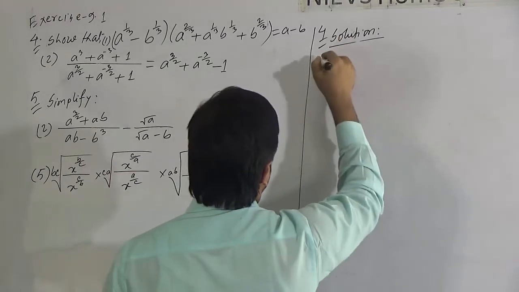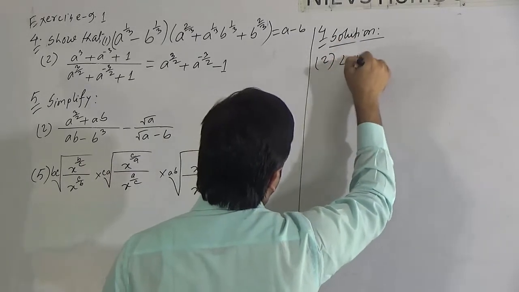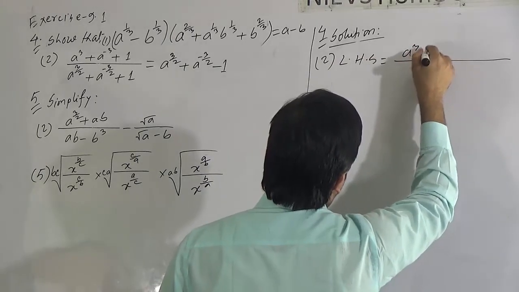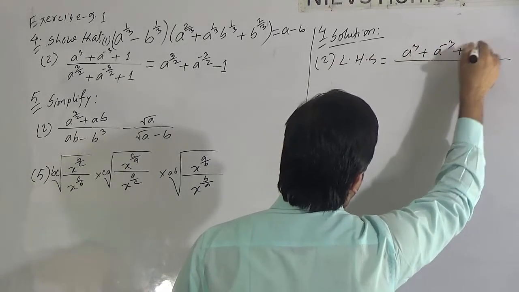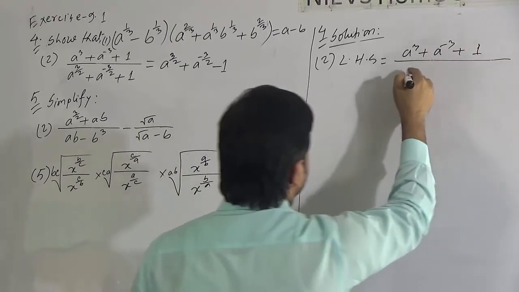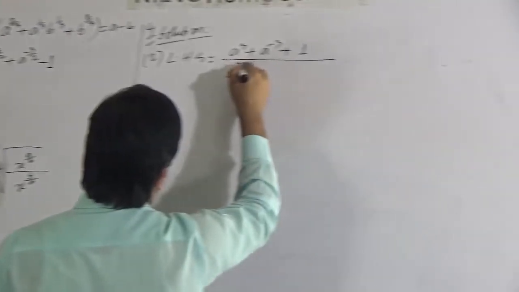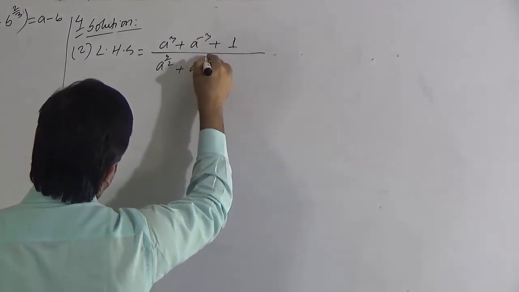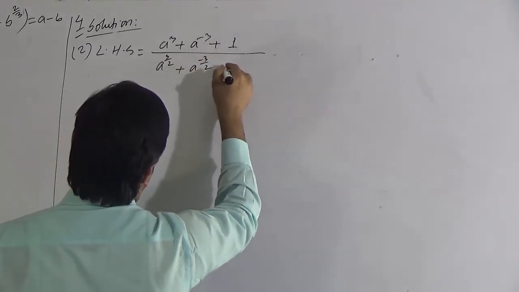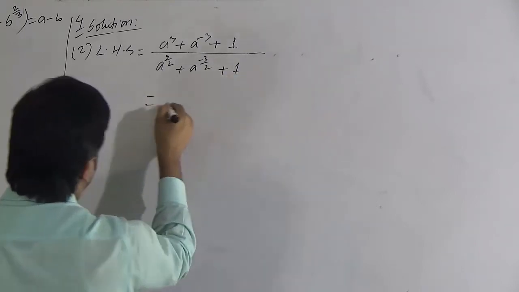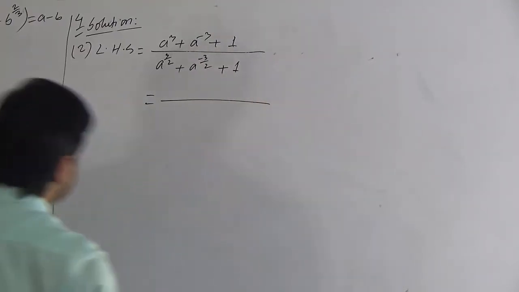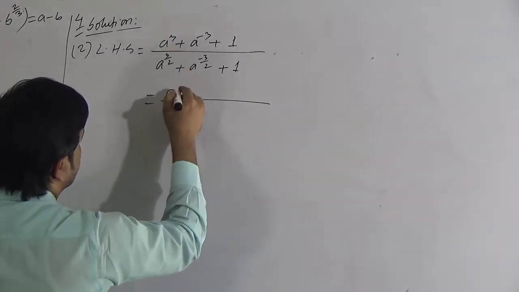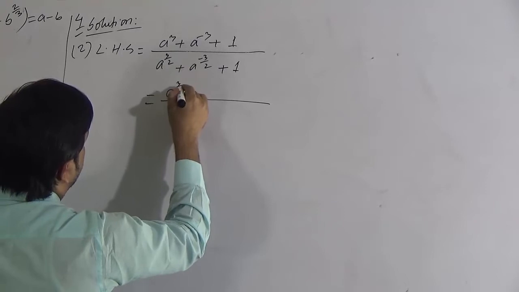So in case of question 2, the left hand side we can write as a cube plus a to the power minus 3 plus 1, divided by a to the power 3 by 2 plus a to the power minus 3 by 2 plus 1. If we want to calculate here, we have to apply a technique. What is the technique here? We can write a cube as a to the power 3 by 2.